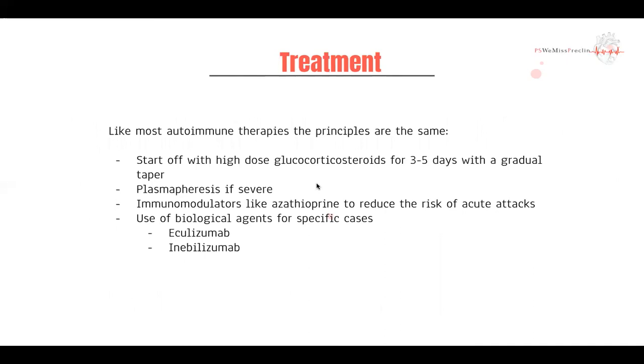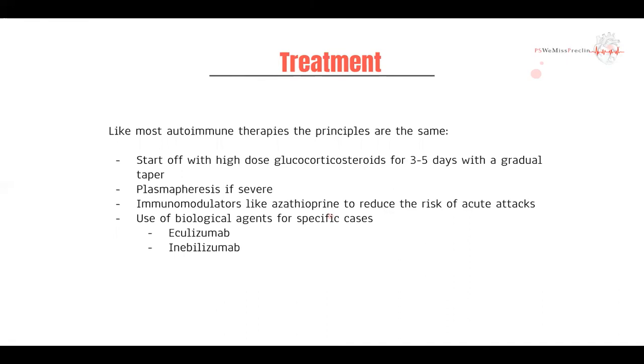In terms of treatment, like most autoimmune therapies, we go down a very similar path. For episodes of acute flare-up, we want to hit them with high-dose glucocorticosteroid therapy, and this usually lasts for about a week. And your go-to with steroids is never stop them abruptly, so you are going to start off with a gradual taper. What you can also do additionally is plasmapheresis, often done when it's really severe and not responding well to other therapies in the acute setting. Long-term, you can use immunomodulators like azathioprine and methotrexate to reduce the risk of more acute attacks.